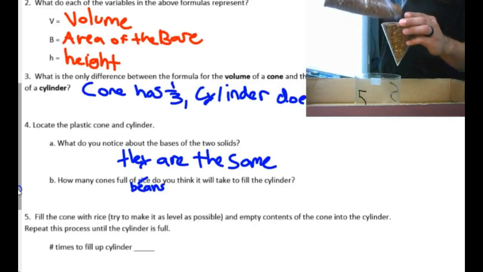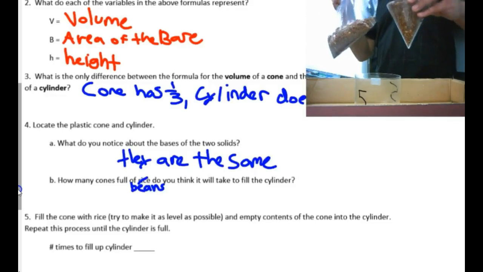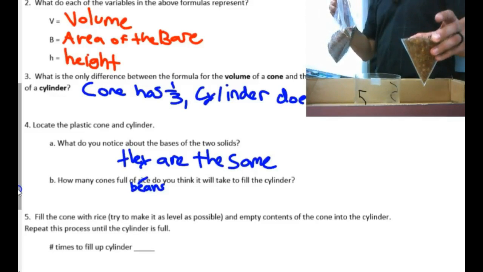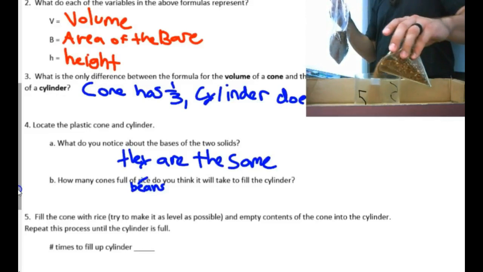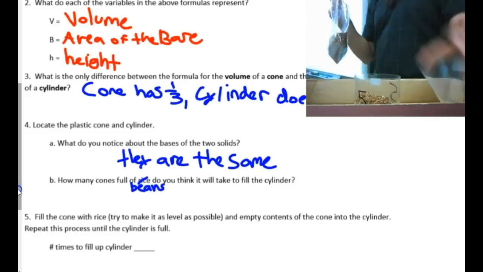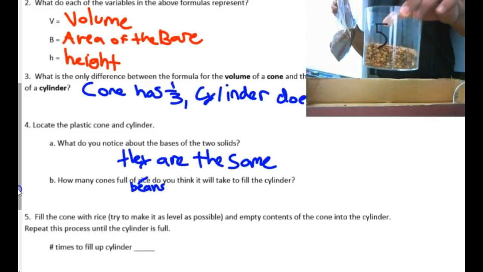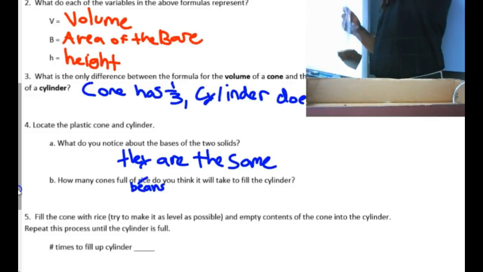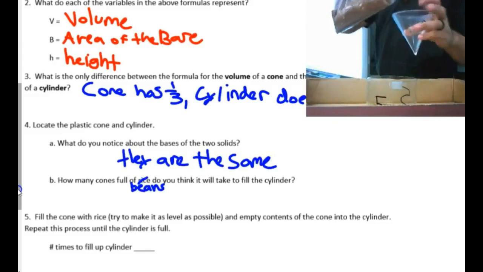All right, so here, y'all agree this is about 1 cone full of beans. I'm going to pour it into that cylinder, try not to spill it. Now, as you can see how many beans are in there. So, all right, that's 1. Let's do another.